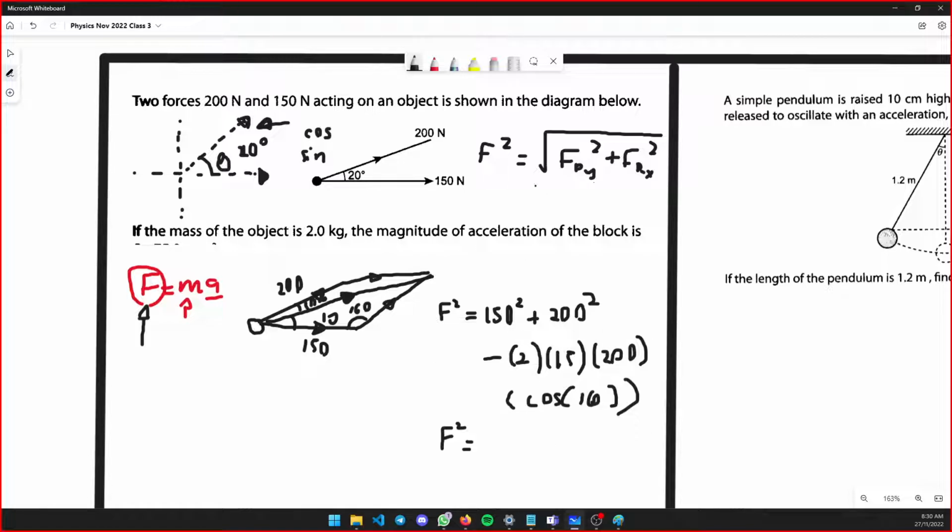Okay, how about this? Let's try to find this and see if this answer lines up. Okay, let's see. 150 squared plus 200 squared, minus 2 times 150 times 200 cos 160. Okay, can someone calculate this? Anyone on your calculator?